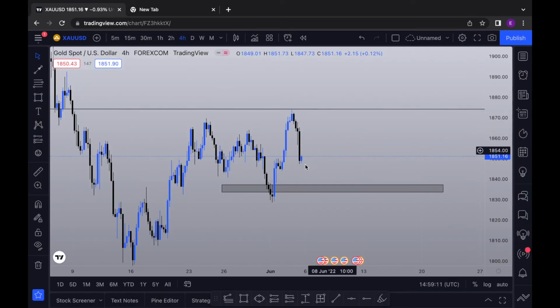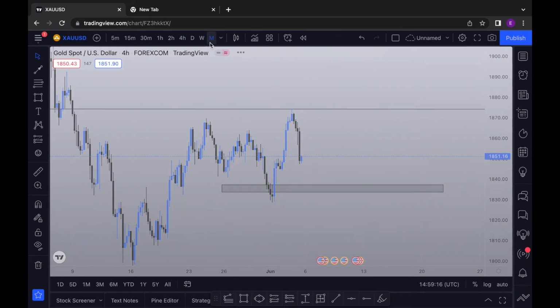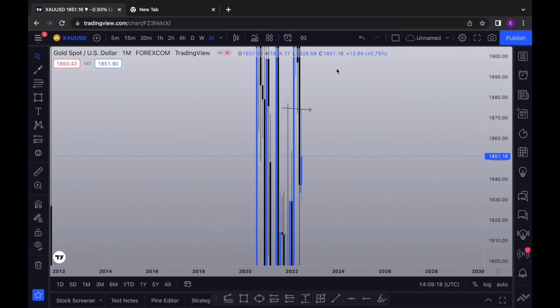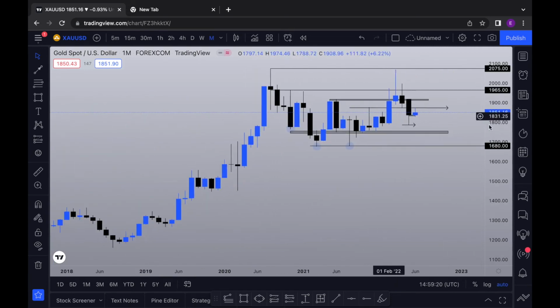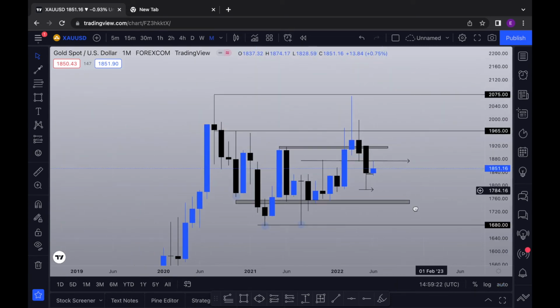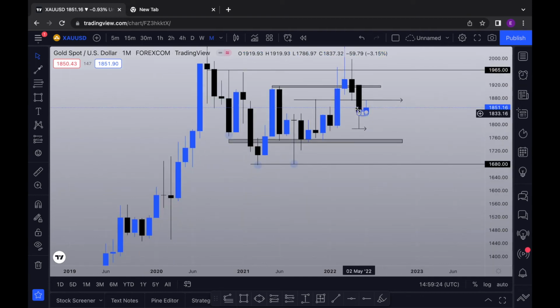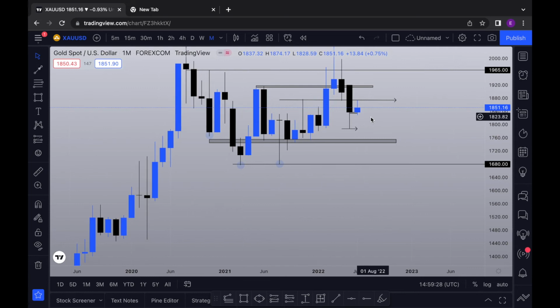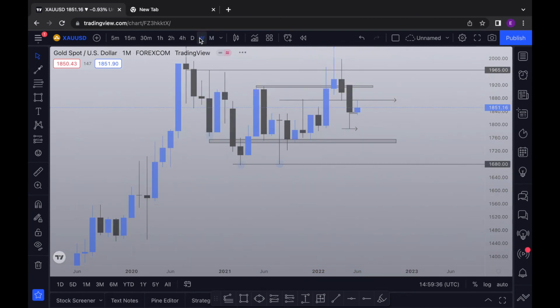So we might see gold come up to 1874, but on the overall trend, gold is still looking like a sell. Gold might want to push back up to this level before selling. But for me, looking at gold from this monthly time frame is a sell.